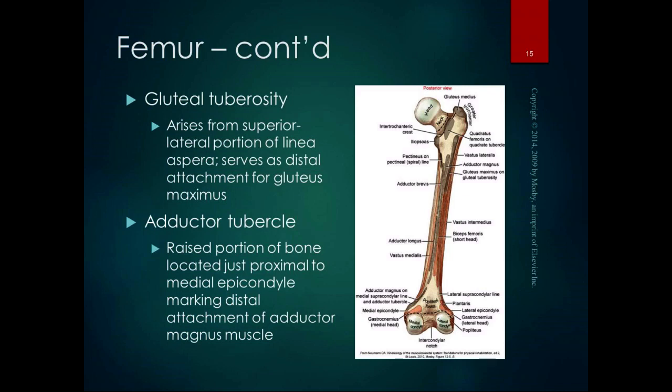The adductor tubercle is a raised portion of bone just proximal to the medial epicondyle, making a distal attachment for the adductor magnus. It's another huge muscle with a big bump on a bone that it attaches to. This is a pattern that we are going to continue to see.